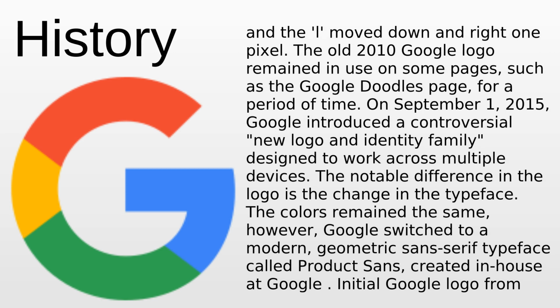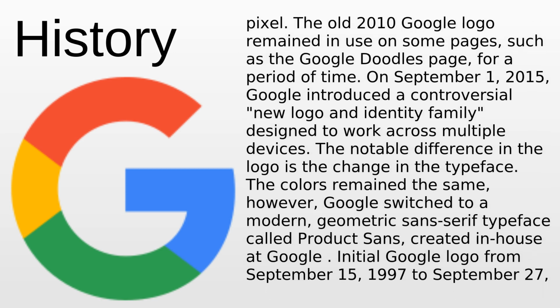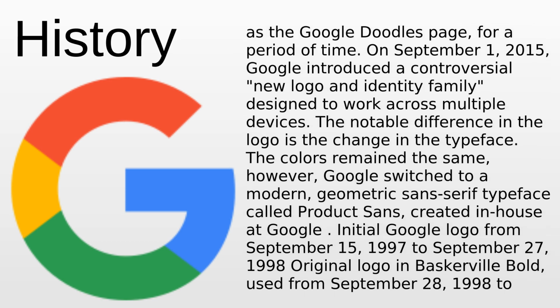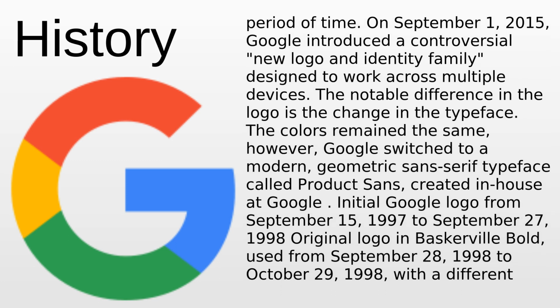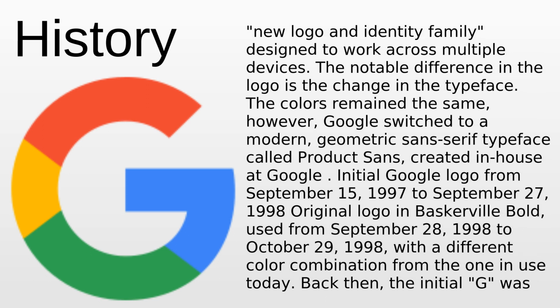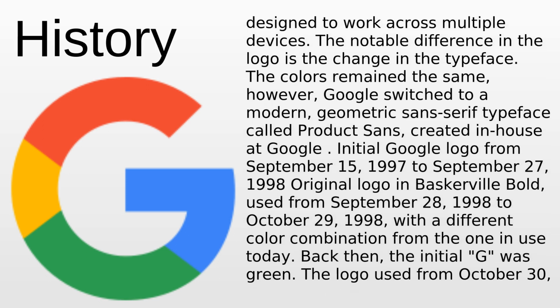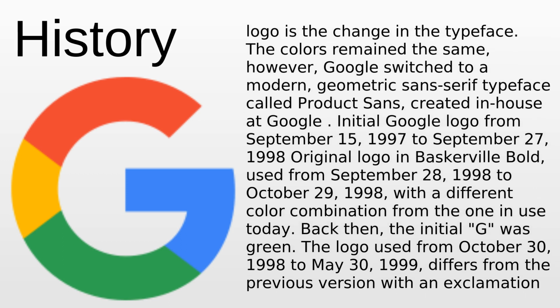On September 1, 2015, Google introduced a controversial new logo and identity family designed to work across multiple devices. The notable difference in the logo is the change in the typeface. The colors remained the same. However, Google switched to a modern, geometric sans serif typeface called Product Sans, created in-house at Google.